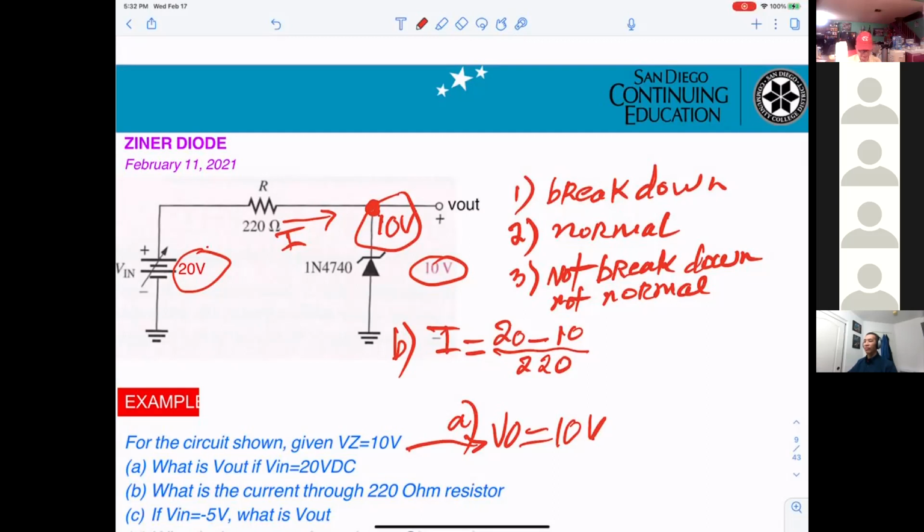So that's why you get 10 volts, and if you want the current, you take 20 volts minus 10 divided by the 20. Okay?